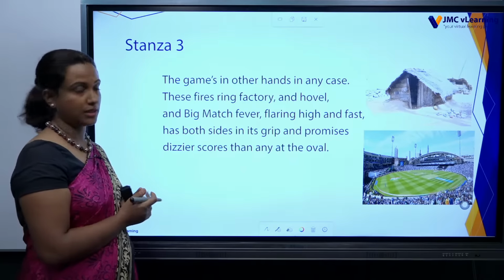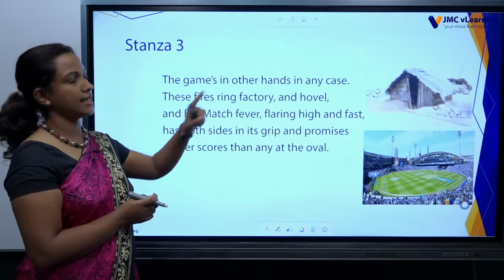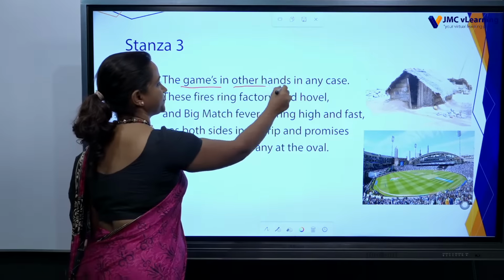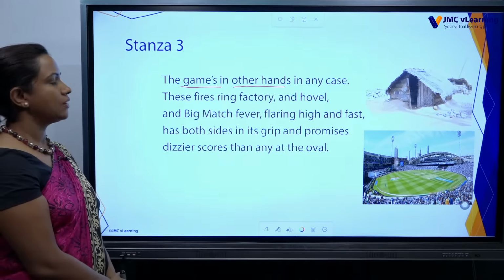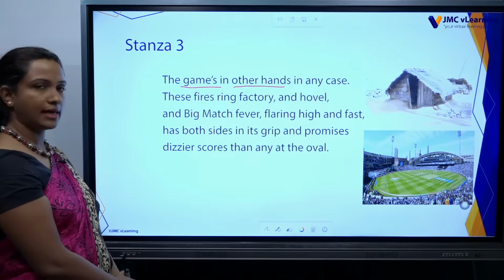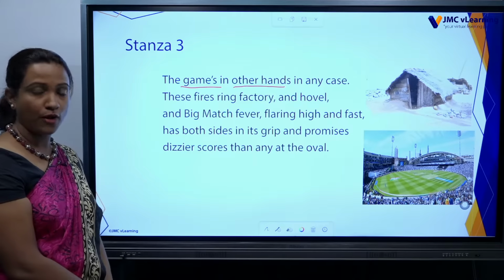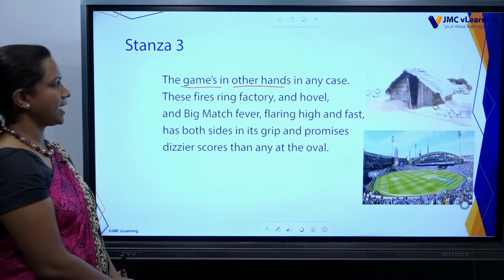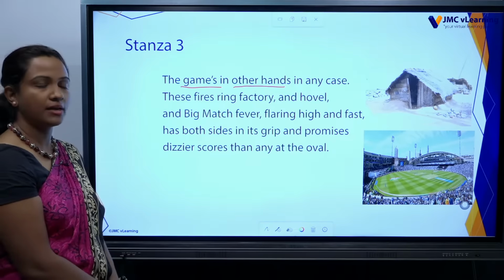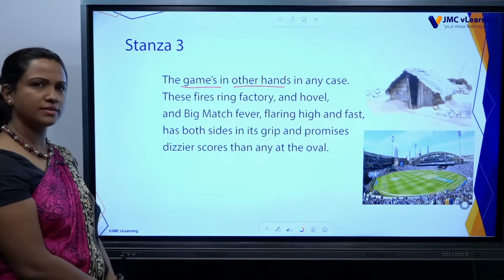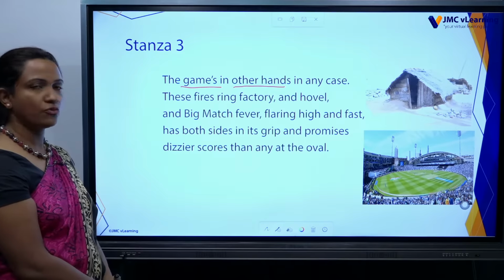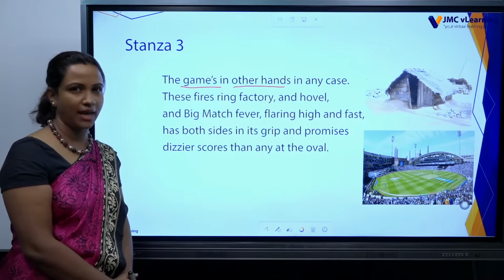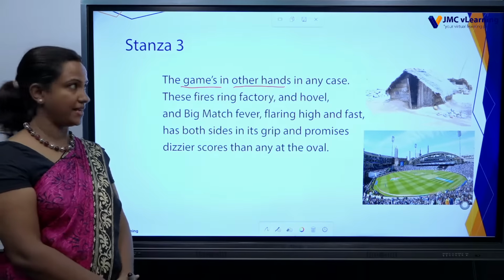So let's start from the first line. The games in other hands in any case. The poetess says, even if you play a big match, it is a game. Even the fire that is caused by a matchstick is also kind of a game. It could be a game in any case. How is that possible? Even this type of violence is called a game by the poetess. Let's see why she has made such a comment.